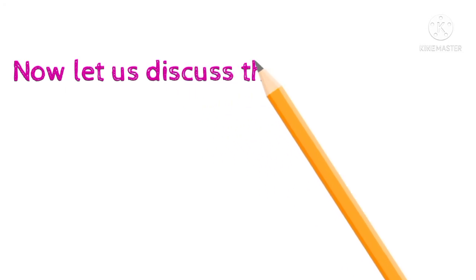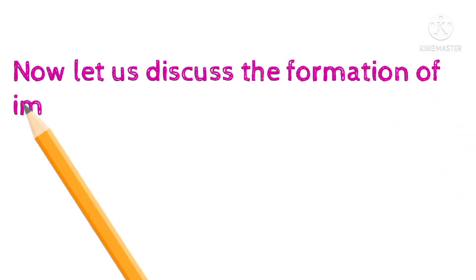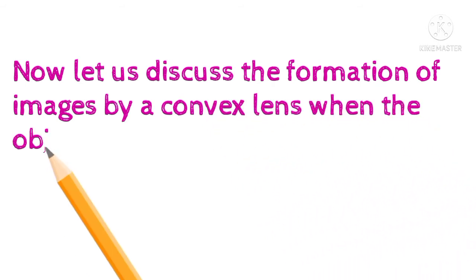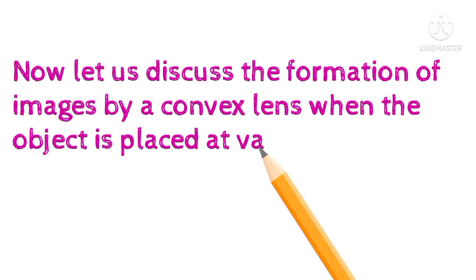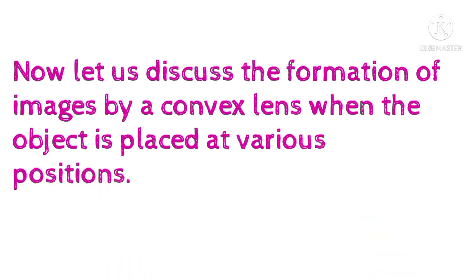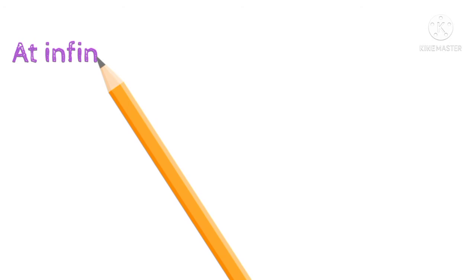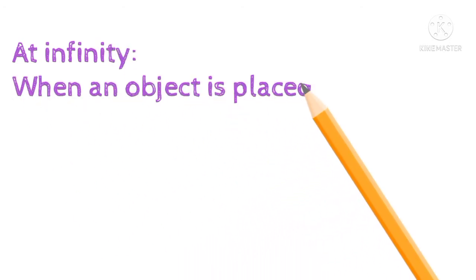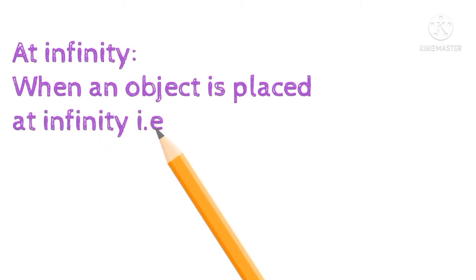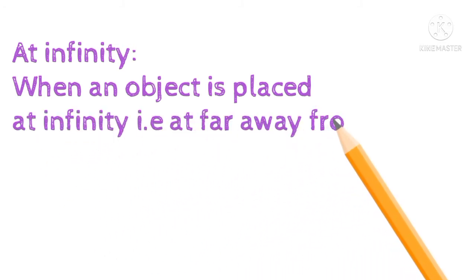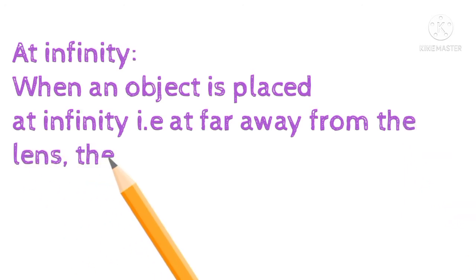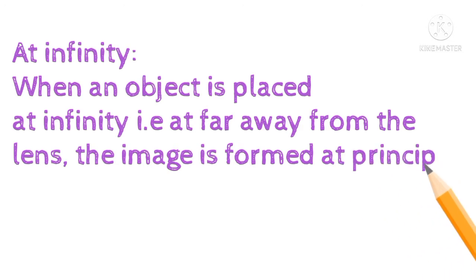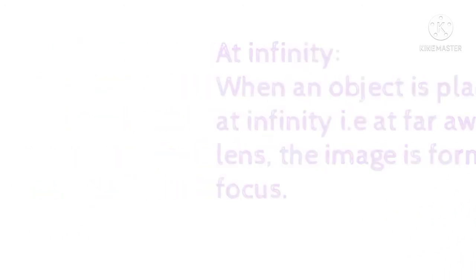Now let us get into the topic. Here we are going to discuss the formation of images by a convex lens when the object is placed at various positions. First one, when an object is placed at infinity, that is, far away from the lens, then the image is formed at the principal focus. It can be understood from the following figure.